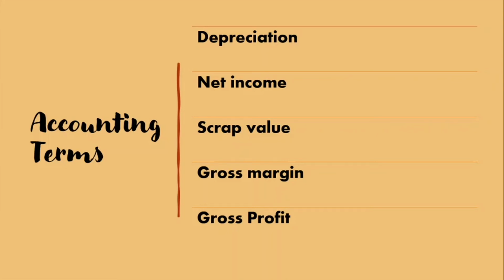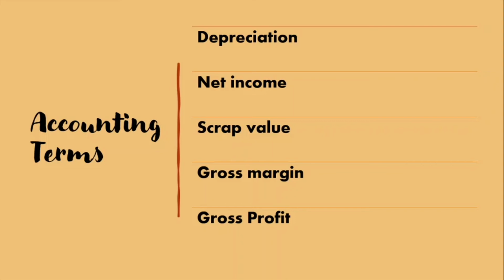Net income. This is when your expenditures are all taken from your net sales. That's that final profit that you have, the net. Scrap value. This is the value of an asset when it's no longer usable. Like, in a word, nothing. Disposable value. How much it's worth when it has no use to it.